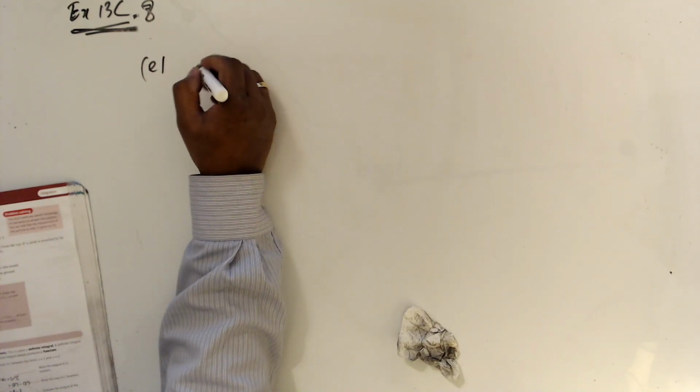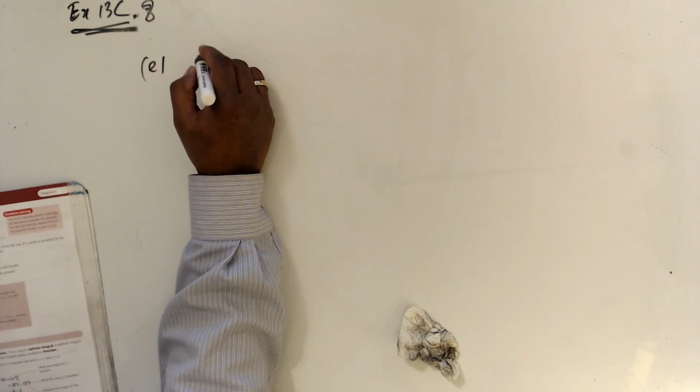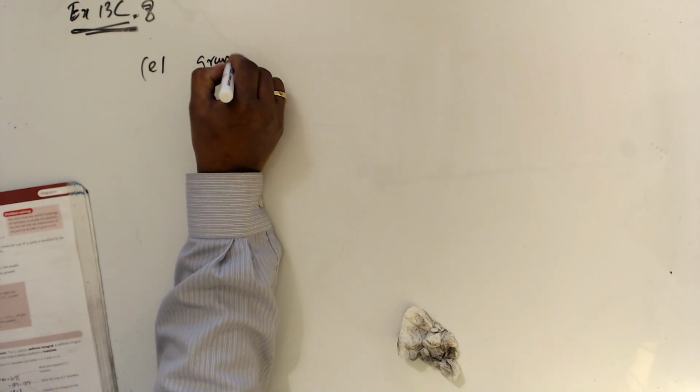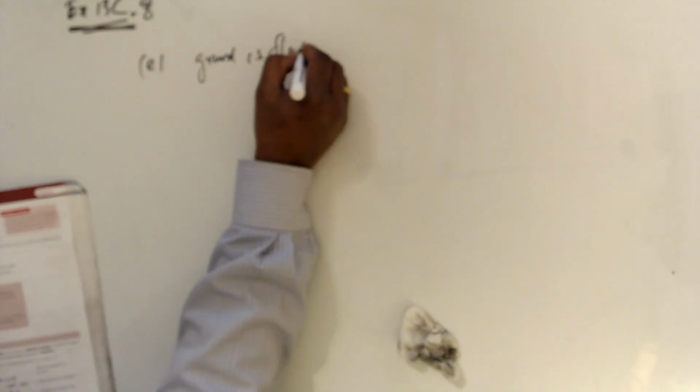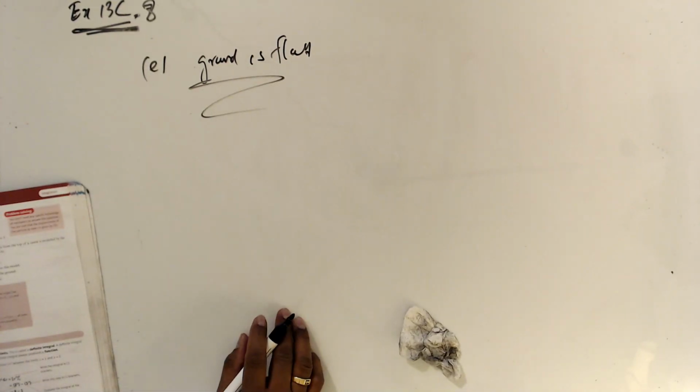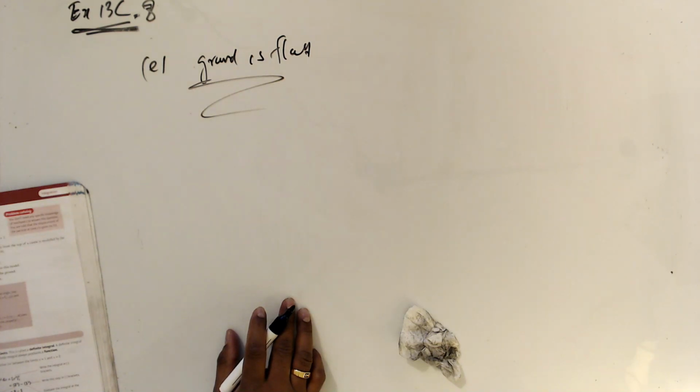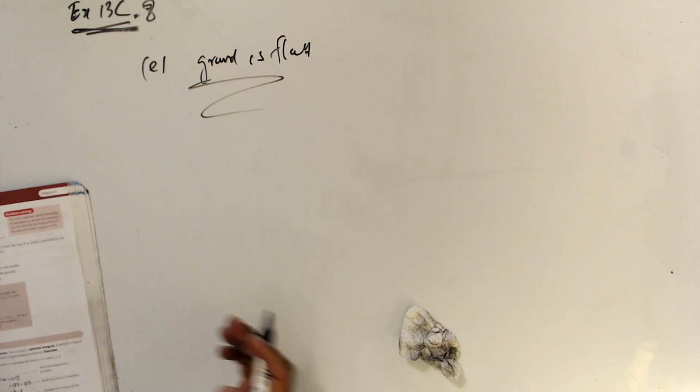So the assumption is the ground is flat. Sometimes they may say no air resistance is considered, or this kind of answer. You can write it according to the sum.